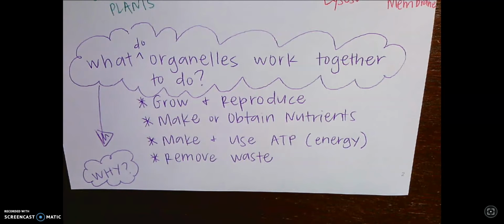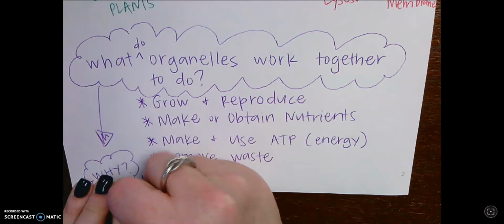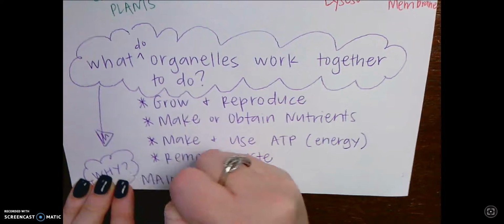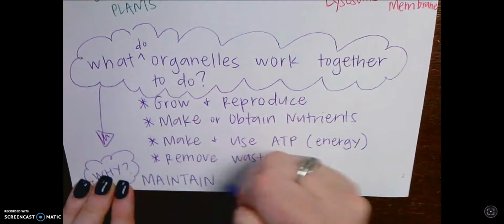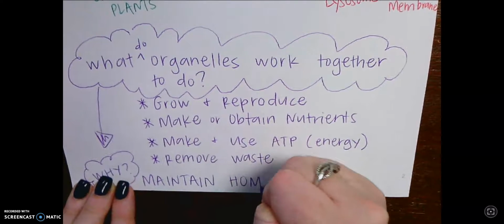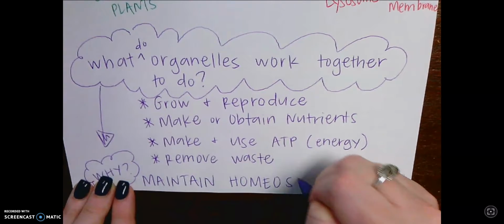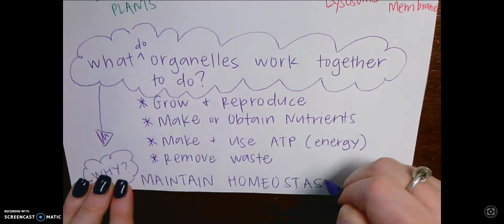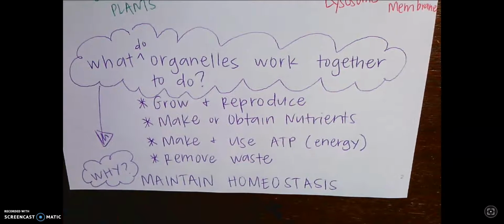And you're probably thinking the answer to this question right now. They have to do these things so that they can maintain homeostasis. Everything in the cell will stay balanced and healthy and sustainable as long as they are undergoing all of the processes to supply nutrients, to make energy, to remove waste, so that they can continue to maintain homeostasis.